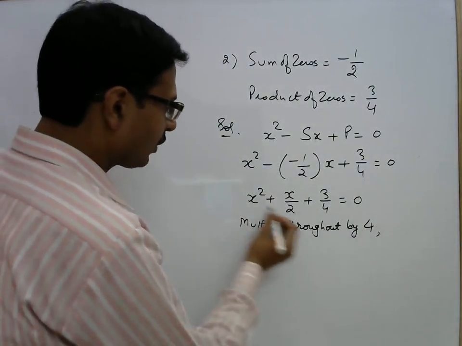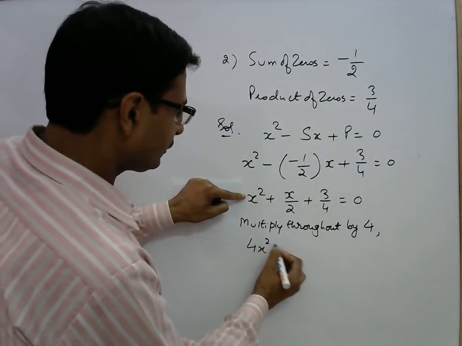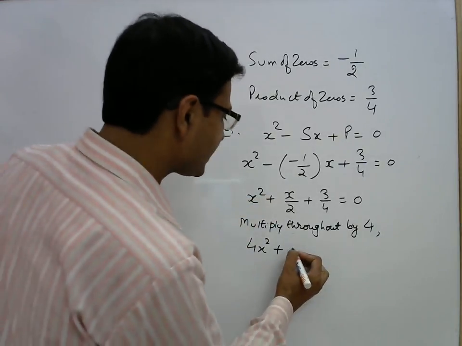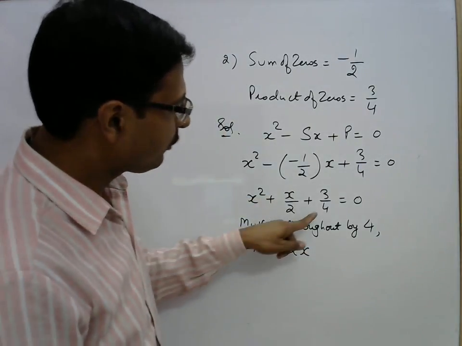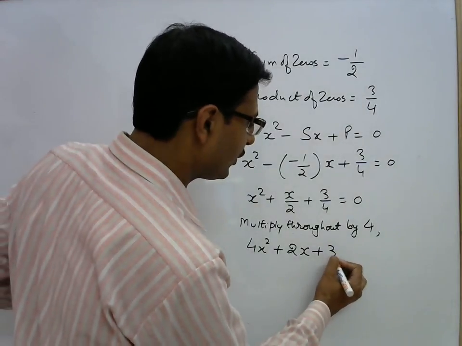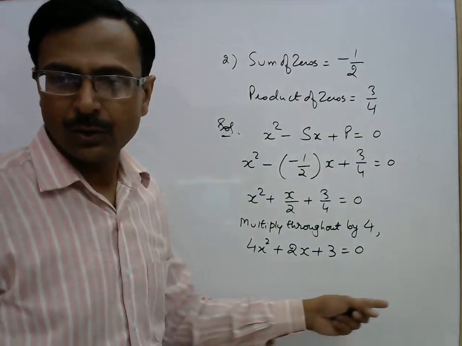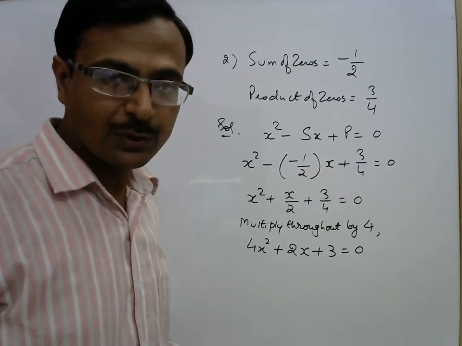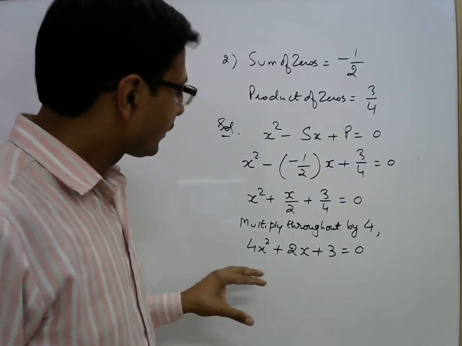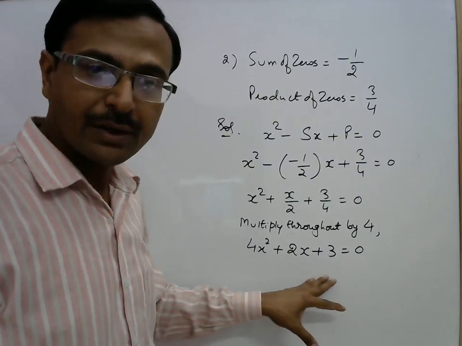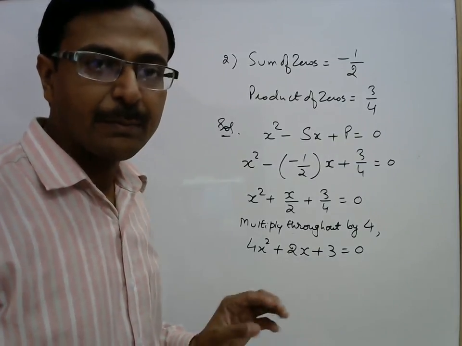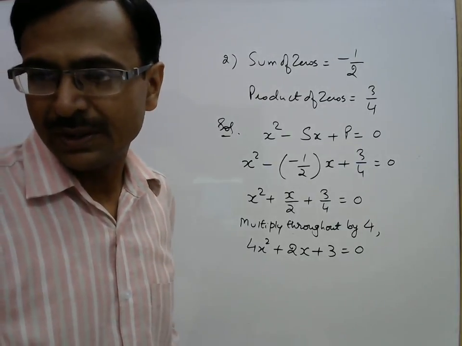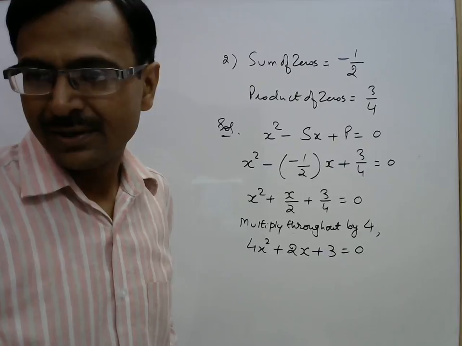So now multiply by 4, x square becomes 4x square. If you multiply x upon 2 by 4, you get 2x. And if you multiply this by 4, this 4 is removed. Now see, there are no fractions, there are no decimals in this. So this is what you have to achieve. The coefficients should be perfect integers. So I think most of you have understood this.